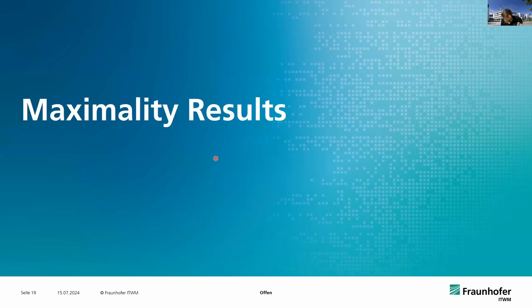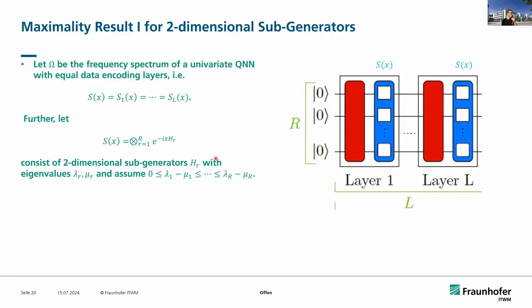Okay, so now I show you some maximality results we proved on the frequency spectrum. I want to show 3 of them for different settings. The first setting is this setting here. We have a univariate model with equal data encoding layers, so the assumption made in the paper. All data encoding layers are the same. And we also assume that our data encoding layers consist of 2-dimensional subgenerators, so these are blocks only acting on a single qubit. Again, those are typical exponentials of Pauli operators.